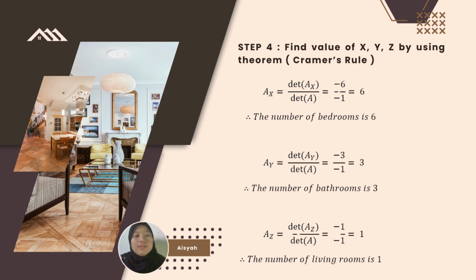For AX, we divide the determinant AX by determinant A, where we get negative 6 divided by negative 1 equal to 6, so the number of bedrooms is 6 rooms. Then we divide the determinant AY by determinant A, where we get negative 3 divided by negative 1 equal to 3, so the number of bathrooms is 3 rooms. And the last one, we divide the determinant AZ by determinant A, where negative 1 divided by negative 1 equal to 1, so the number of living rooms is 1 room only.